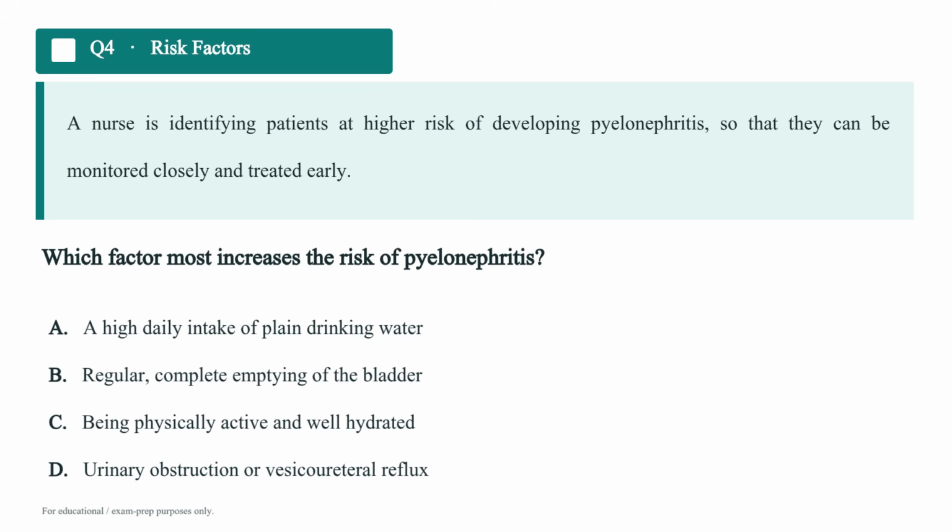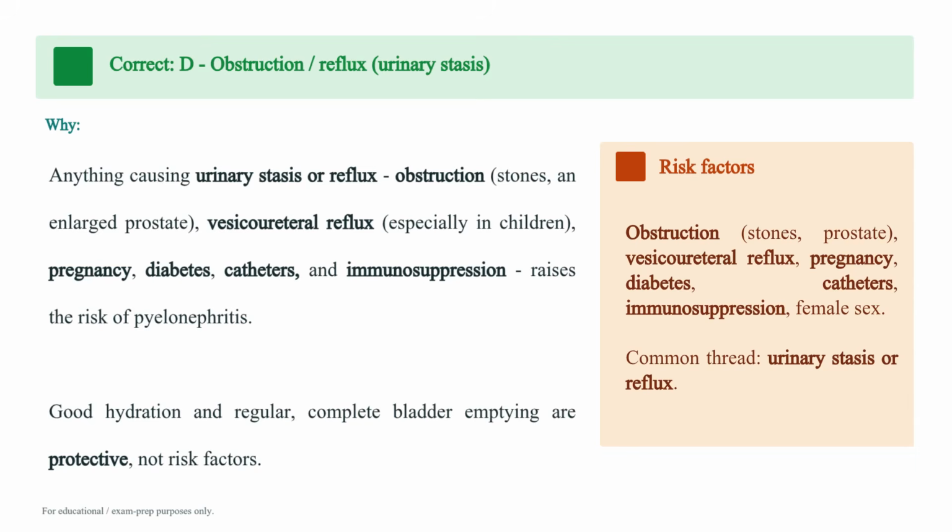The answer is D, urinary obstruction, or vesico-urethral reflux. Anything causing urinary stasis or reflux, obstruction from stones or an enlarged prostate, reflux especially in children, pregnancy, diabetes, catheters, and immunosuppression raises the risk. Good hydration and regular complete bladder emptying are actually protective.